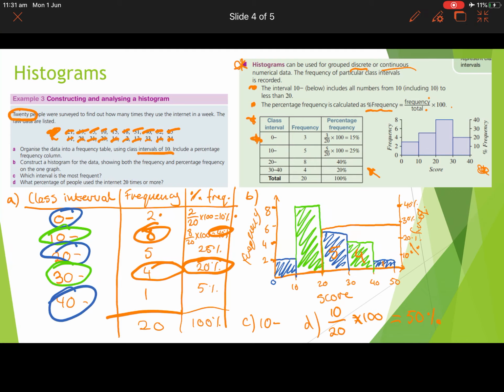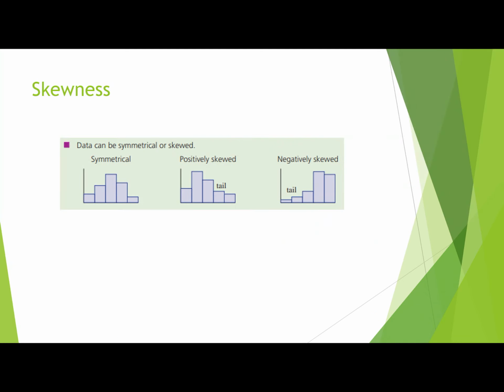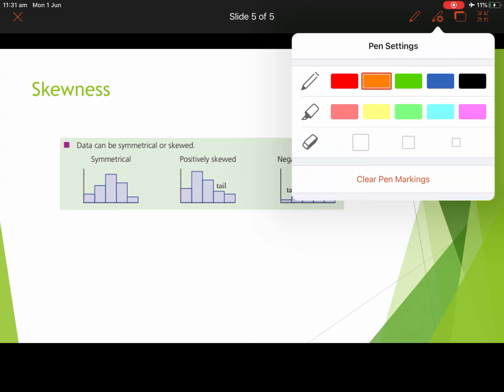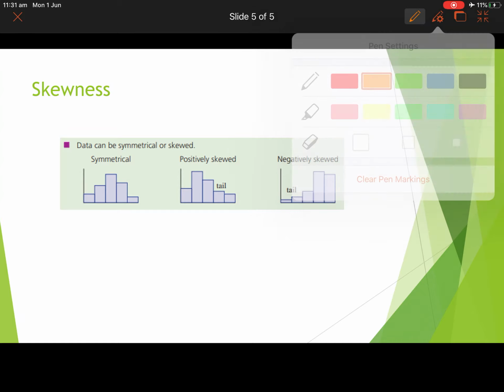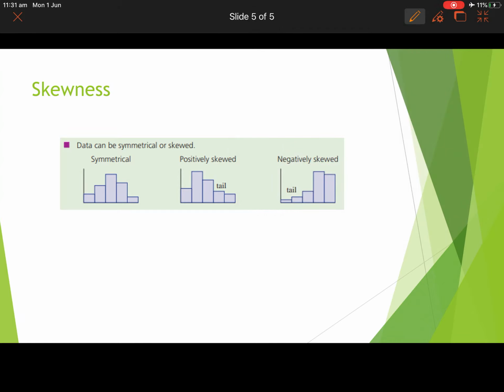Okay, one very last slide. We have something called skewness. So when you do your histograms, sometimes your data looks symmetrical, which means your middle column is very high, and then the data gets stretched out, that goes a bit smaller. You can see here. That's what we call symmetrical, because if I was to draw a line in the middle of the data, they look very similar on each side.